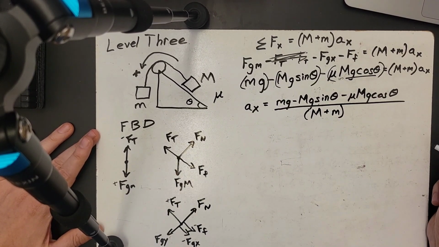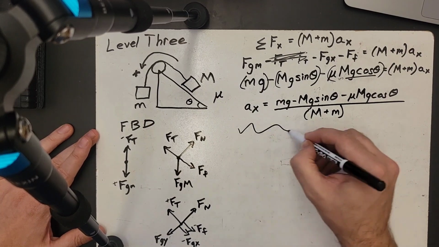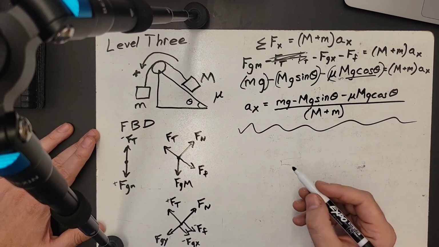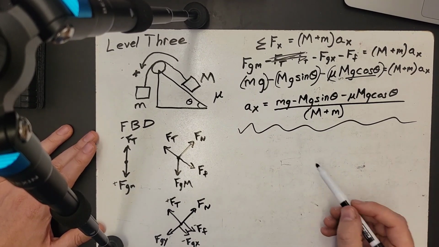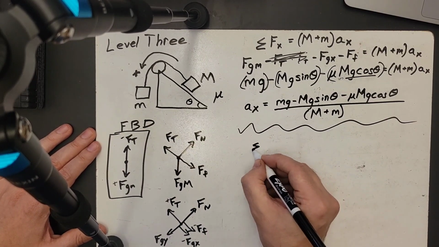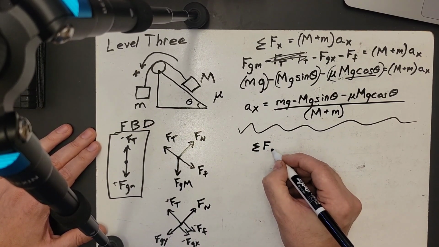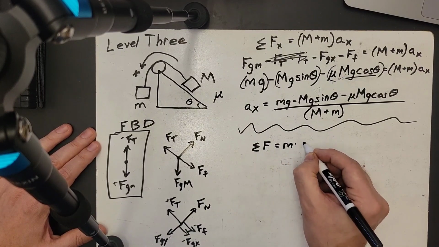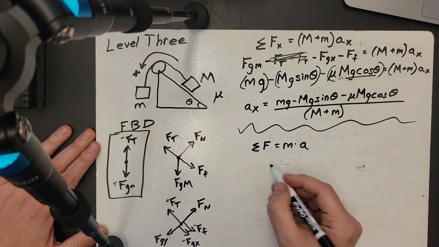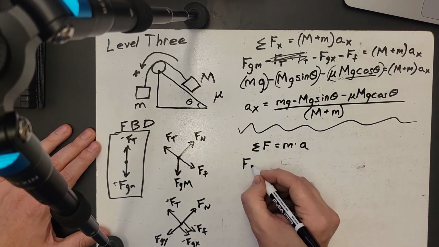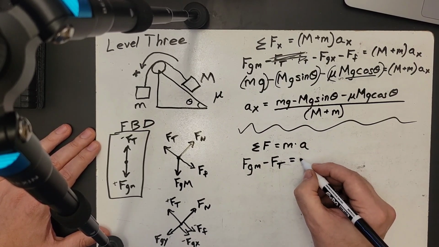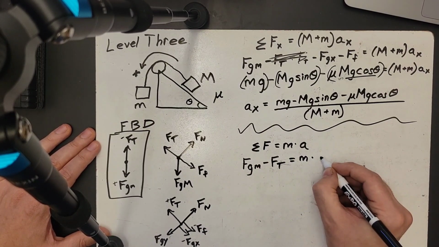Yay! Now, the second part for level 3 is, well, how would you find the tension force now? But I've added the term acceleration. So I'm going to go back over here to that free body diagram, and I'm going to write the sum of all forces equals mass times acceleration for just the hanging weight. Because what that gives me is FGM minus tension force equals mass times acceleration.